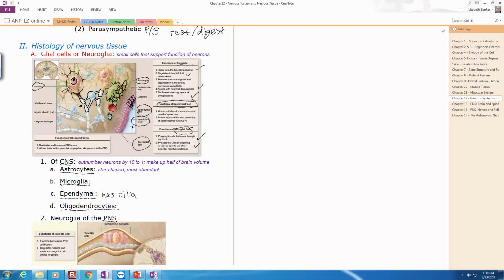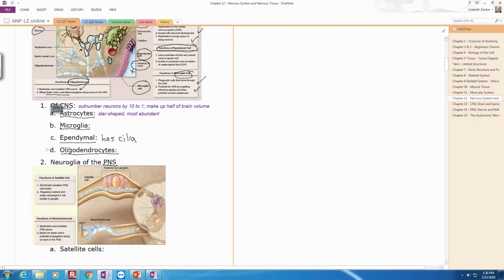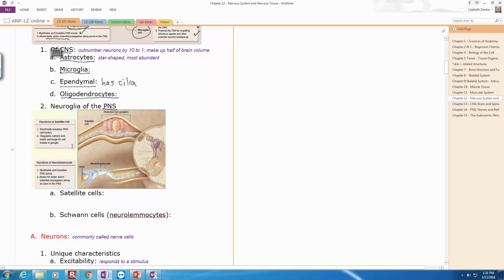So that's the oligodendrocytes. That's this guy here. It says myelinates and insulates the CNS axons. It allows for faster action potential propagation, which just means speeding it along, along the axons in the CNS, okay? So those were the 4 glial cells of the CNS: astrocytes, microglia, ependymal, and oligodendrocytes. Now let's look at the 2 that we need to learn about in the PNS, or peripheral nervous system. So this is outside of the brain and spinal cord area. We have satellite cells, or neurolemmacytes. And the other name for neurolemmacytes is Schwann cells. So these 2 are glial cells for the PNS.